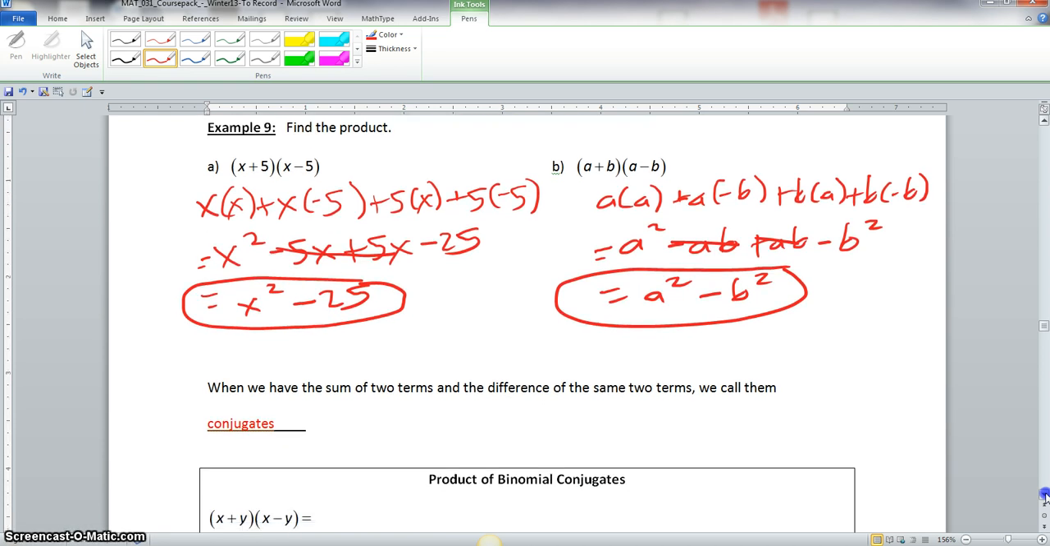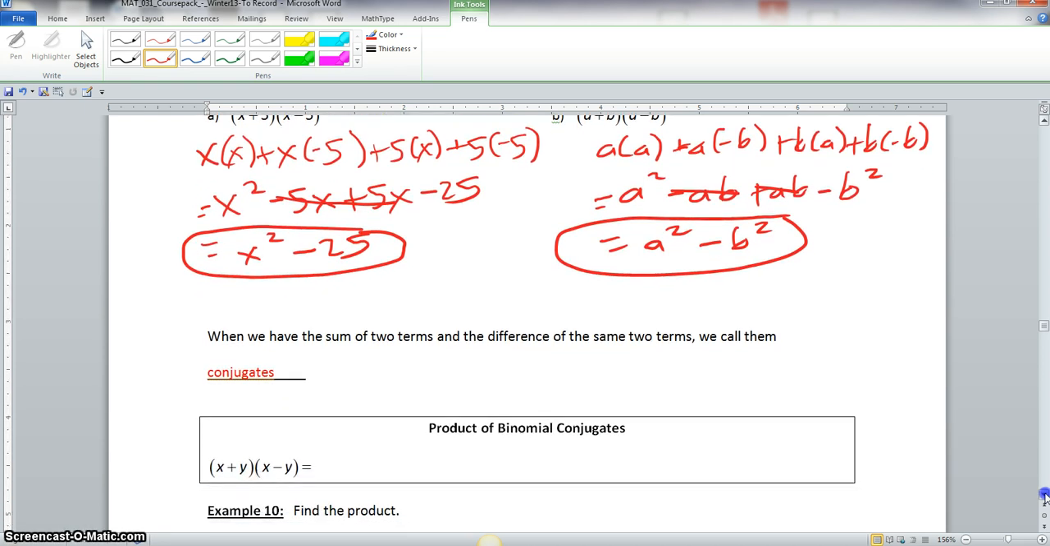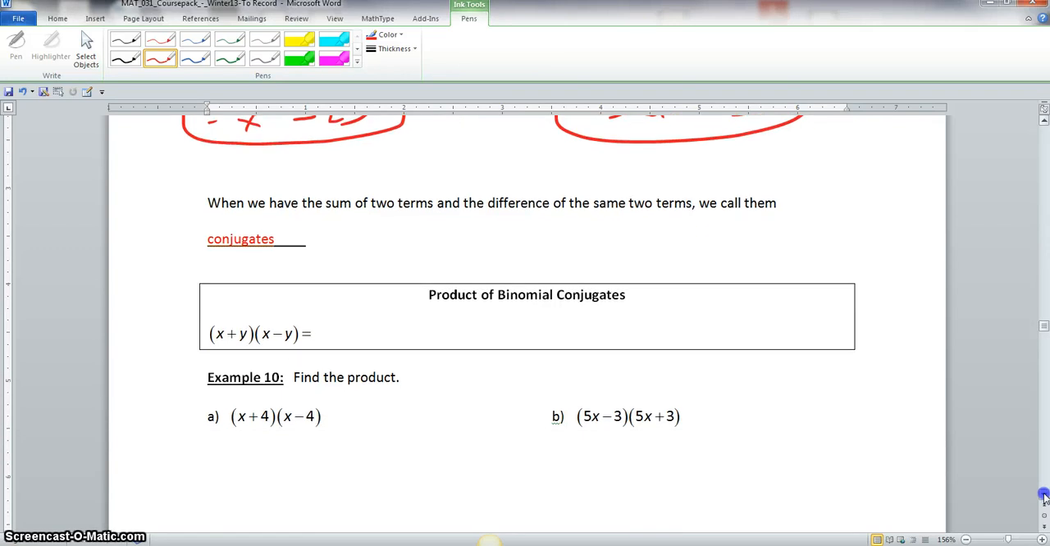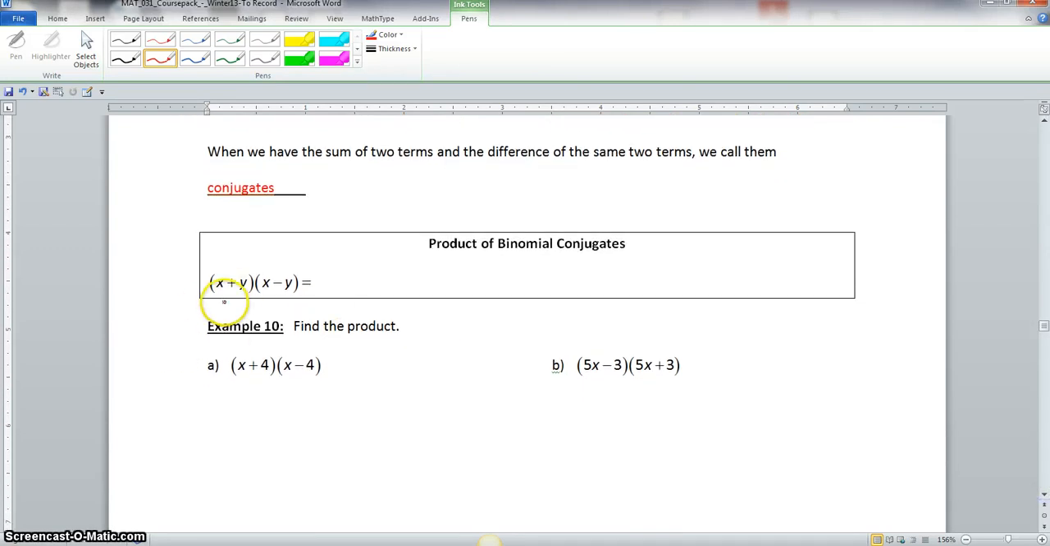Now we come down here. It says when we have the sum of two terms and the difference of the same two terms, we call them conjugates. So these are two terms and these are two terms. One of them is the addition of the two terms and one of them is the subtraction of the two terms. Whenever you have that, you have conjugates.